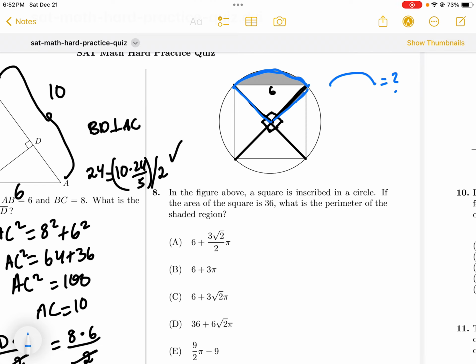But in order to do that, we need to find the radius of the circle. Now the radius of the circle is just the diagonal length divided by 2. And from our special triangle rules, we can easily find that the diagonal length is 6 times the square root of 2, which means that the radius of the circle is 3 root 2. Right? So our arc length will just be the ratio of the inscribed angle to the number of degrees in a circle, 90 degrees over 360 degrees, times the circumference of the circle, which is 2 pi r, or 6 root 2 times pi.